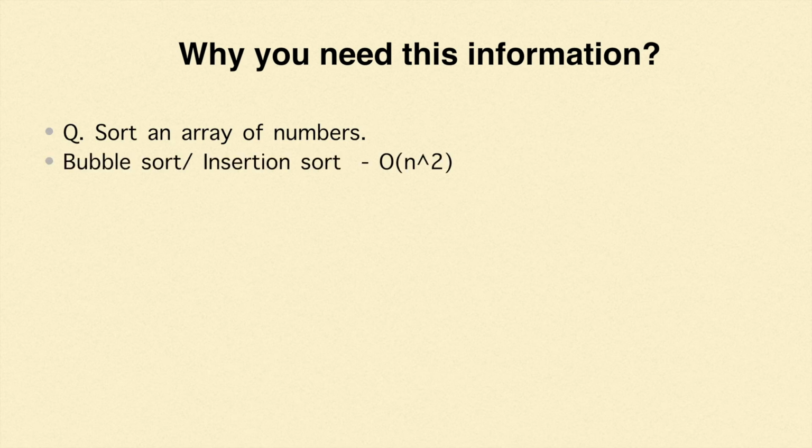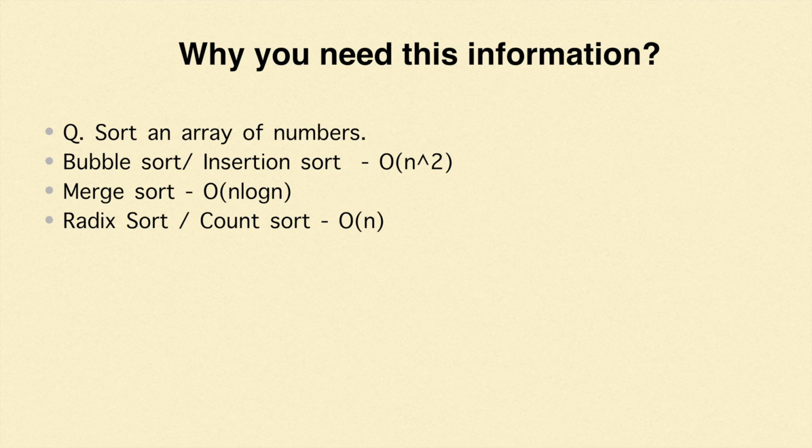So why do you need this information? We were following one question, sort an array of numbers. You can sort this array via bubble sort or insertion sort, and the time complexity will be O(n square). If you use merge sort, then the time complexity will be n log n. And if you use radix sort or count sort, then the time complexity will reduce to O(n). That's why you need this information, so that you can optimize your solution.